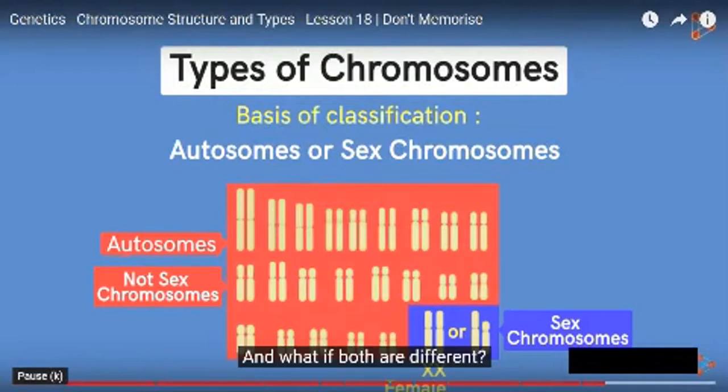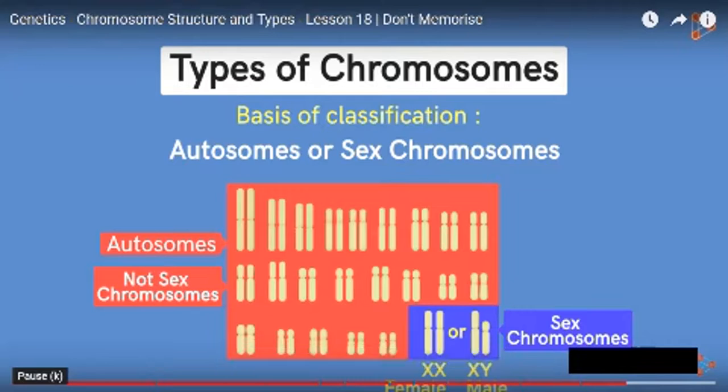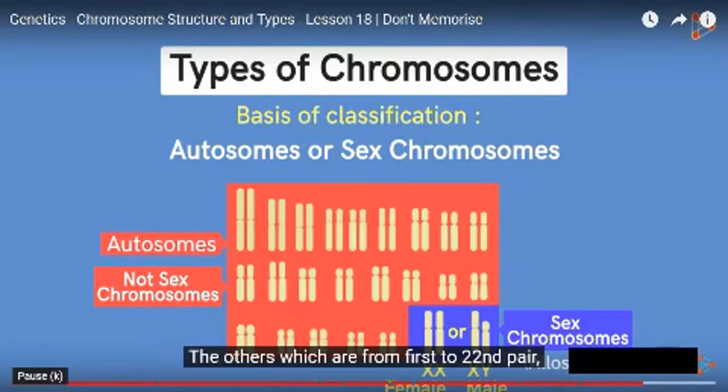And what if both are different? In such a case, when one chromosome is X and the other is Y, the individual is a male. This pair is the sex chromosomes. So the chromosomes which help in determining the sex of an individual are sex chromosomes, or even called allosomes. The others, which are from 1st to the 22nd pair, are not the sex chromosomes. This makes them the autosomes. Both contain genes that code for proteins which make up our body.